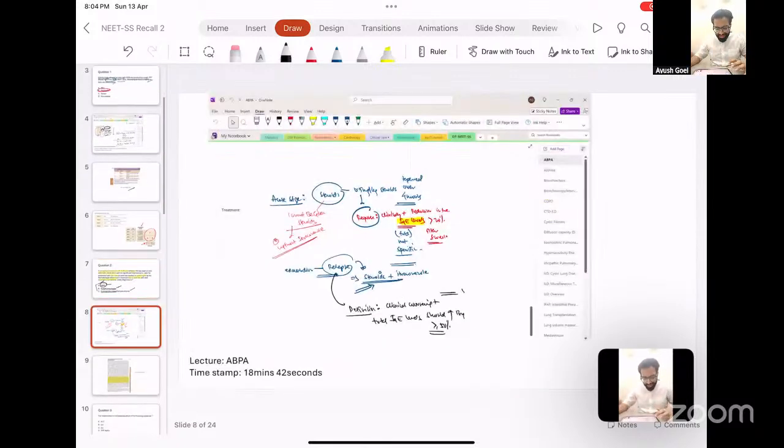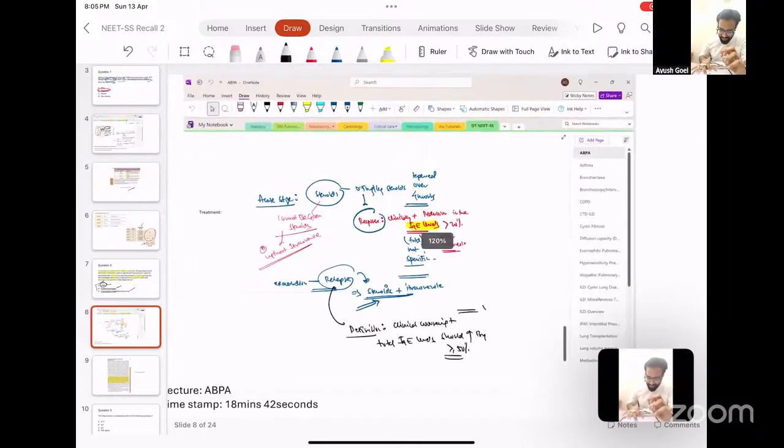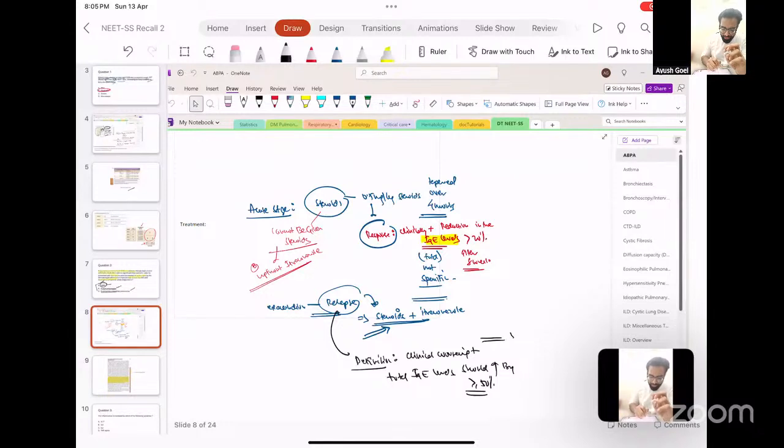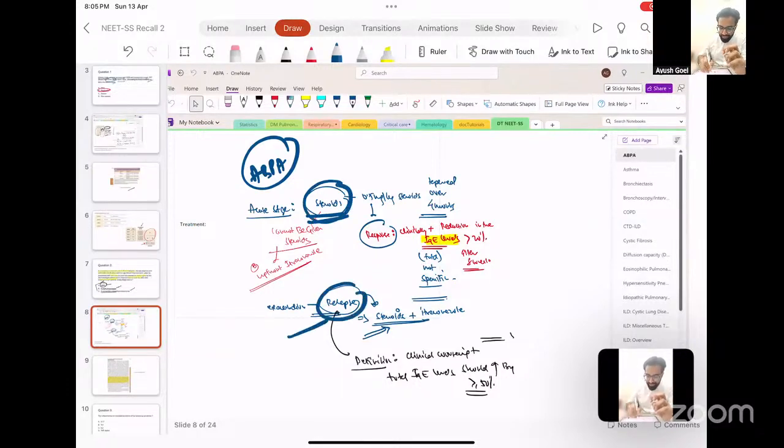So we had discussed the treatment of ABPA in our talk on ABPA. As we can see here, in the acute stage of ABPA, the treatment is steroids. And if the patient relapses, even after the use of steroids, then we can use steroids plus itraconazole, which was what was used in this patient, and the patient showed improvement. So the correct answer to this question would be ABPA.